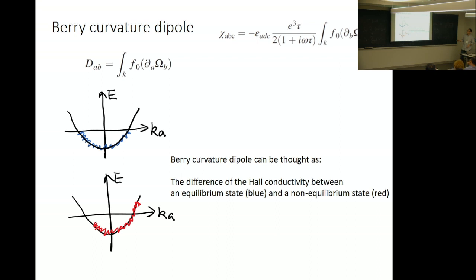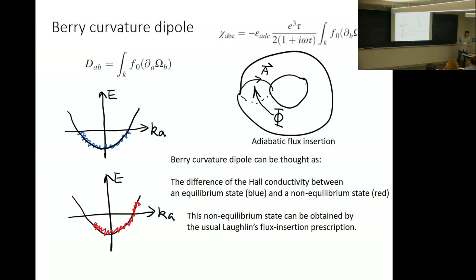So it's really the difference, because we know the integral of Berry curvature is just the intrinsic part of the Hall conductivity. So it's really the difference of the Hall conductivity between the equilibrium state and the non-equilibrium state. And this non-equilibrium state can be obtained by the usual Laughlin flux insertion argument. This is exactly the state from the equilibrium to the red one. So this can be generalized to many body systems, probably not surprisingly, and similar responses.